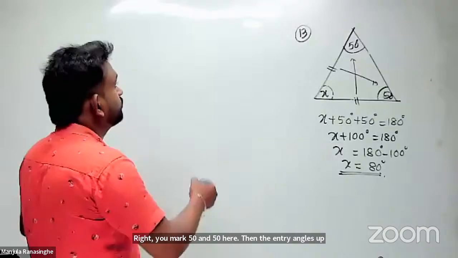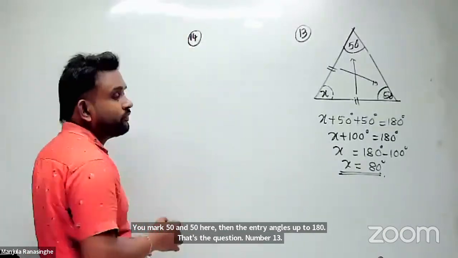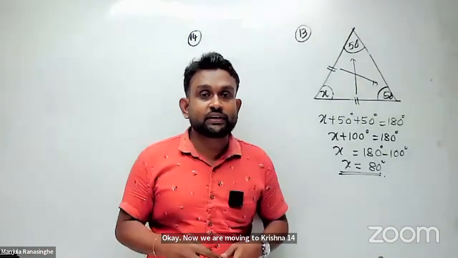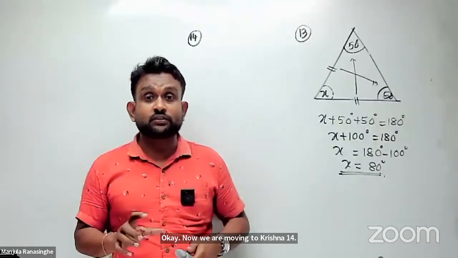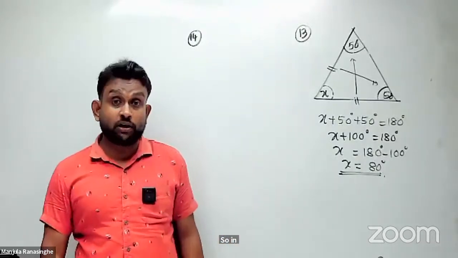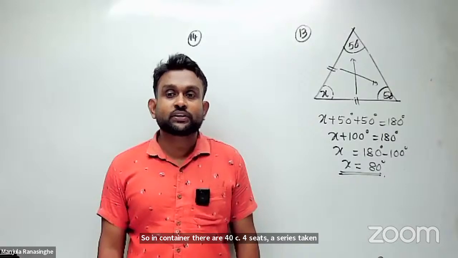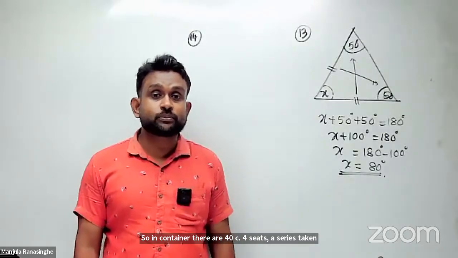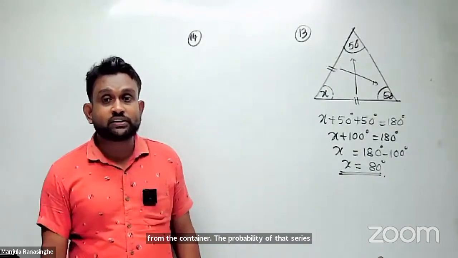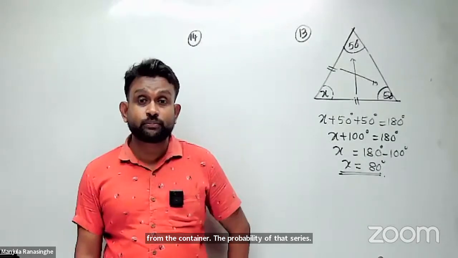Now we are moving to question number 14. In a container, there are 40 seeds. A seed is taken from the container randomly. The probability that the seed germinates is 7/8. Find the number of seeds which do not germinate.